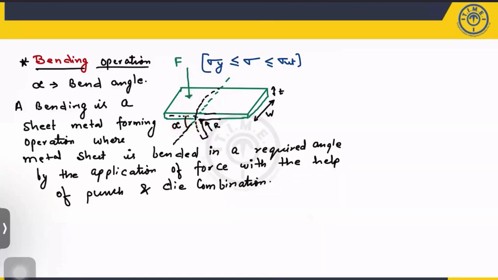Now, how much stress do you have to apply? The stress should be applied in between the yield stress and the ultimate tensile strength. Why yield and ultimate tensile strength? Can we use stress beyond the ultimate tensile strength? Anyone? Why is the stress only in between yield and ultimate?